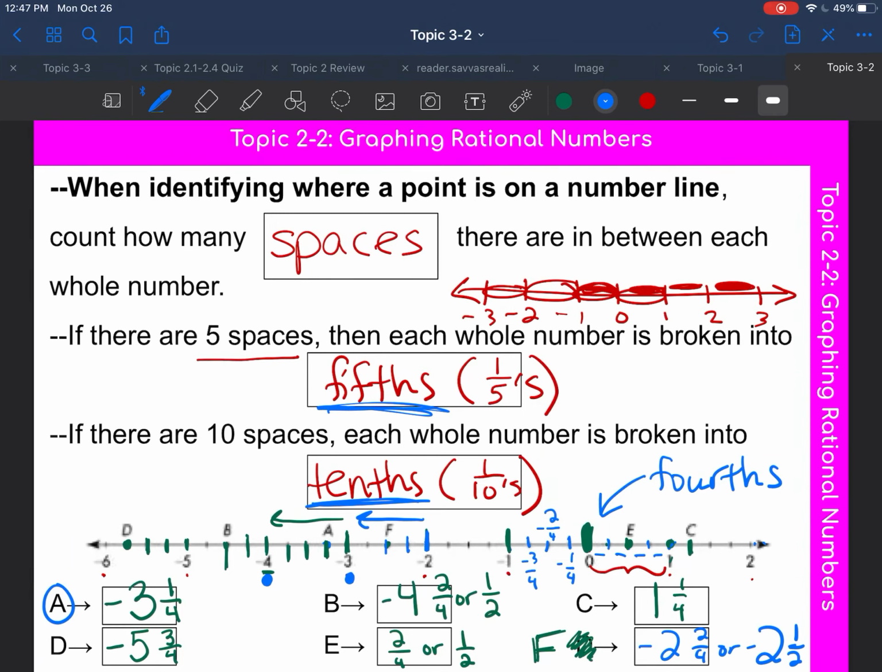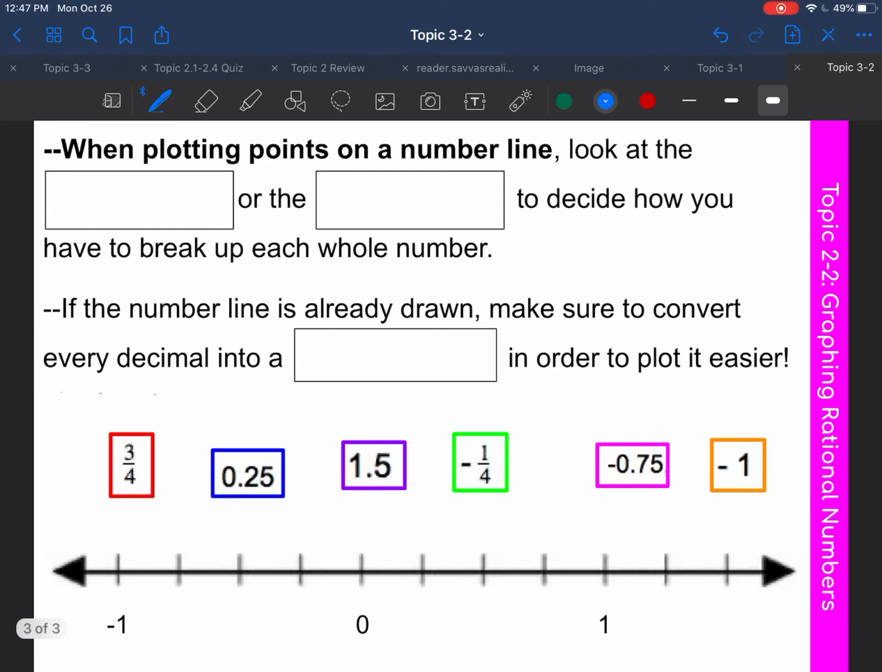So we just talked about identifying points on the number line and writing them down, the rational numbers. Now we're going to be graphing points on the number line. So when plotting points on a number line, look at the fraction or decimal to decide how you have to break up each whole number.